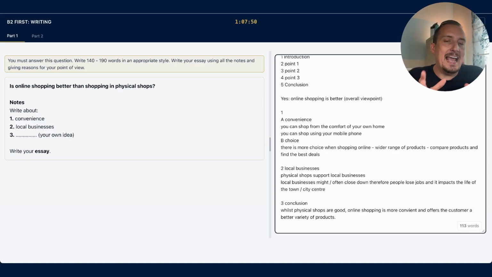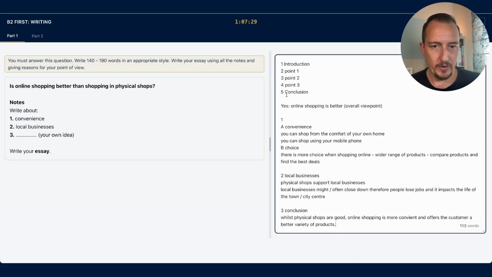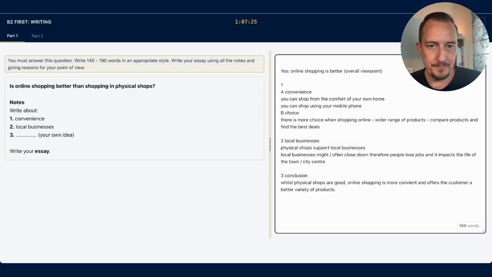Again, this is the purpose of this, just to get the ideas down, but you can see what the conclusion is doing here. It's saying, yeah, whilst physical shops are good, online shopping is better. It's reaffirming our point, but phrasing it slightly differently, which makes a really nice conclusion. Okay, so that's a really nice plan that we've got here. So if we take away the basic plan, this is what we've got now.